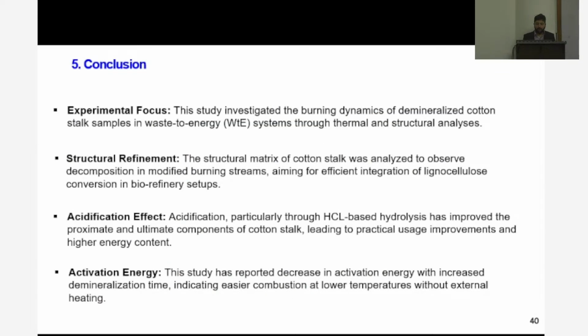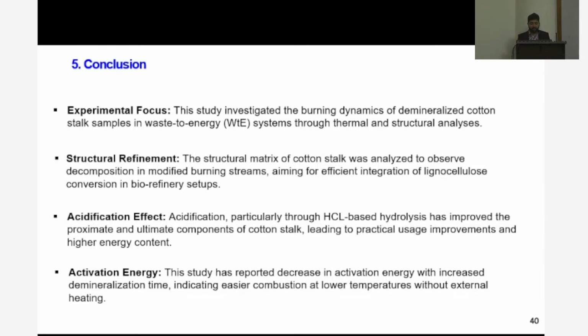After that we have the conclusion. Experimental focus: the study investigated the burning dynamics of demineralized cotton stalk samples in waste-to-energy systems through thermal and structural analysis. Structural refinement: the structural matrix of cotton stalk was analyzed to observe decomposition in modified burning streams, aiming for efficient integration of lignocellulosic conversion in biorefinery setups.